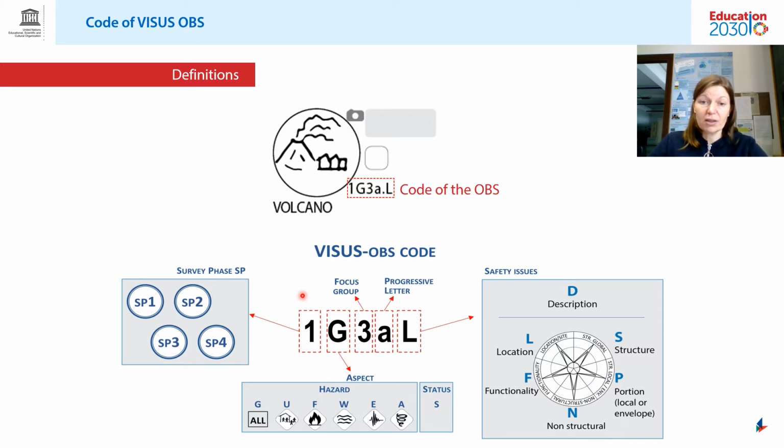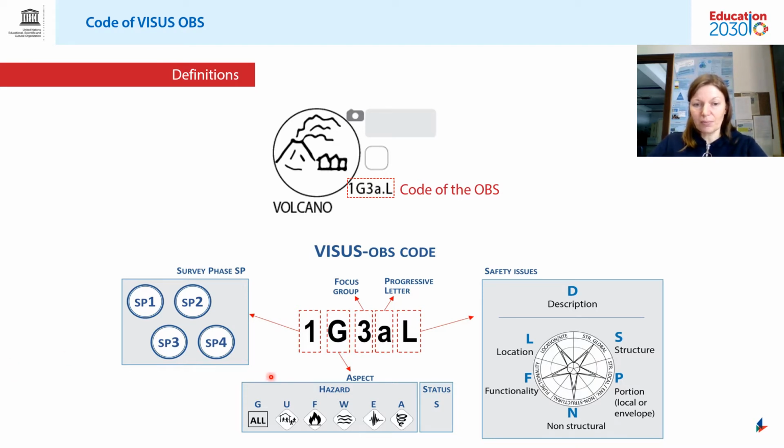The first number of the code, in this case a 1, represents the survey phase when the OBS can be recognized or acquired. So, if the number 1 is reported, this OBS concerns survey phase 1, that is the location inspection. Number 2, the schoolyard inspection. Number 3, the building external inspection. And number 4, the building internal inspection.